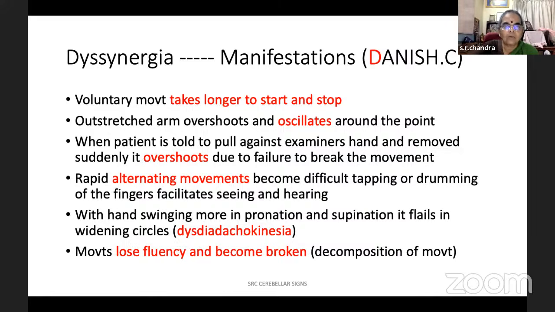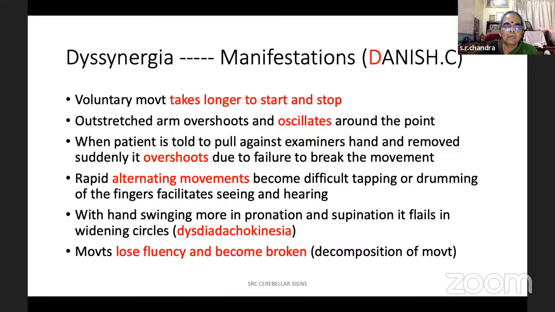And an outstretched arm overshoots and oscillates around the point. So these are manifestations of dyssynergia. So the first is dyssynergia, because rate, range, rhythm, direction, and amplitude are controlled by the cerebellum. When the cerebellum is sick, all these become difficult. So the corticostriate and corticospinal pathways with the help of vision slowly carry out the movement. So movements take more time to start and stop.